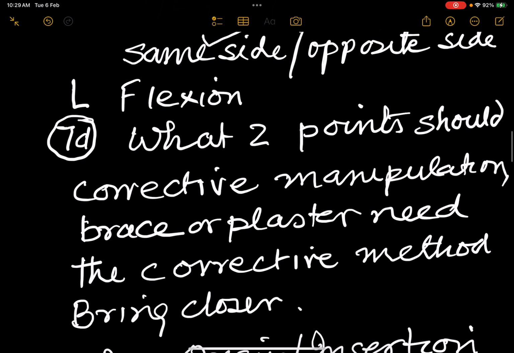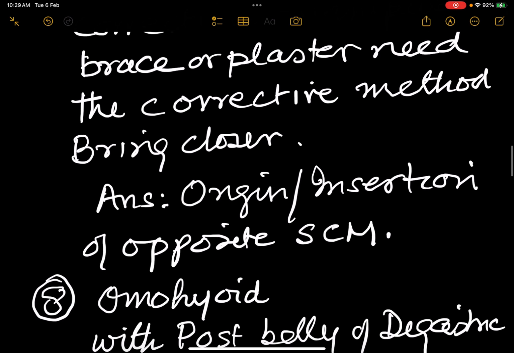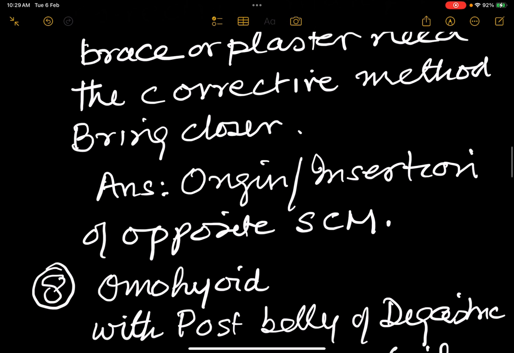So what 2 points should correct this position? The origin and insertion of the opposite sternocleidomastoid. So you bring the mastoid closer to the sternum and the torticollis will be corrected. If not corrected, you will have to do surgery and you will have to do a Z-plasty of the contracted sternocleidomastoid.